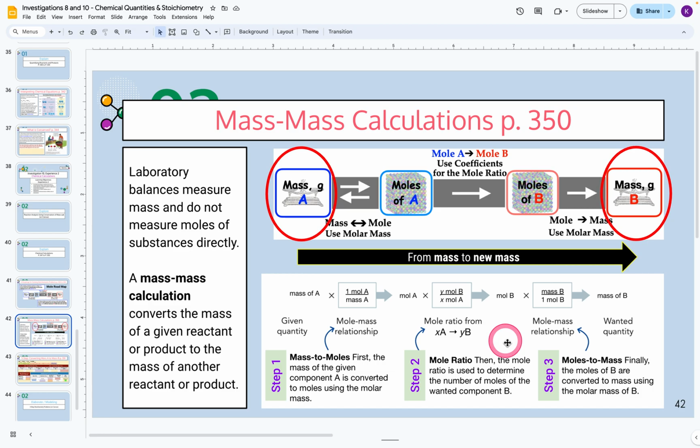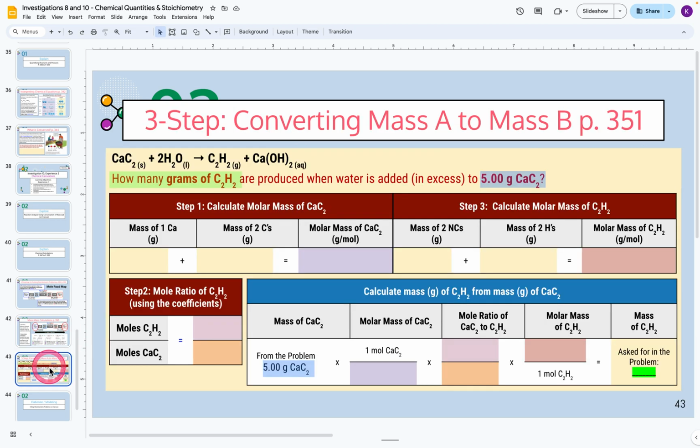What's great about mass-to-mass calculations is this relationship or pattern will not change. We will always use mass on the bottom, moles on top. We will always put the moles of A, the beginning substance, on the bottom, and the moles of the ending substance on top, and then reverse the molar mass, but using the new molar mass of B. So what's nice about mass-to-mass calculations is there's no thinking about it. You just repeat what you saw in the previous example.